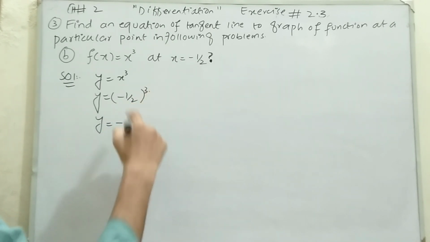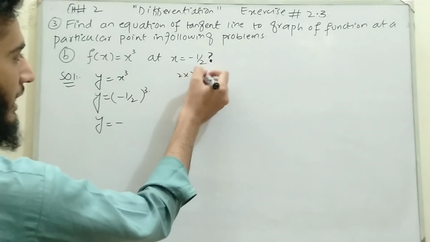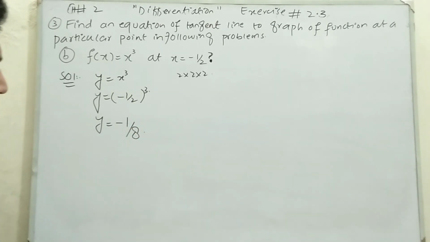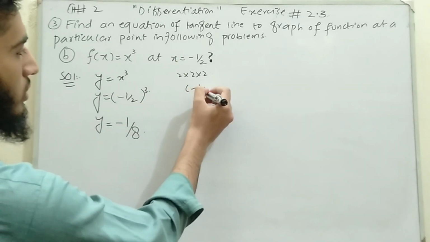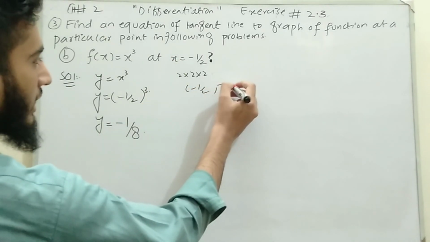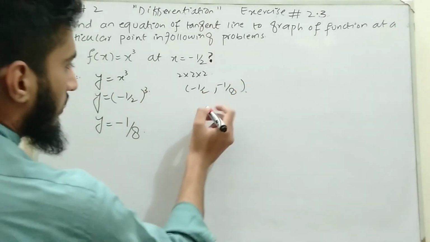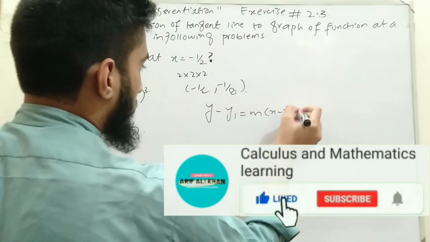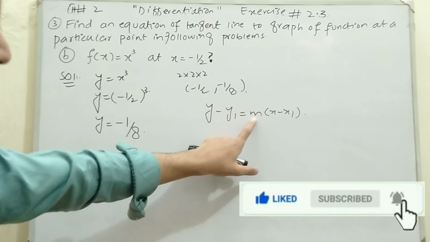2 to the power 3 is equal to 2 multiplied by 2, which is 4, and 4 multiplied by 2 is 8. So it becomes minus 1 divided by 8. This is the value of y. Now we are interested in the equation of the tangent line to the curve at x equal to negative 1 over 2 and y equal to minus 1 over 8. At these two values, we are going to find the equation of the tangent line. The equation of the tangent line is y minus y1 equal to m multiplied by x minus x1. Here we are given y1 and x1, but we are not given m. How can we find this m?